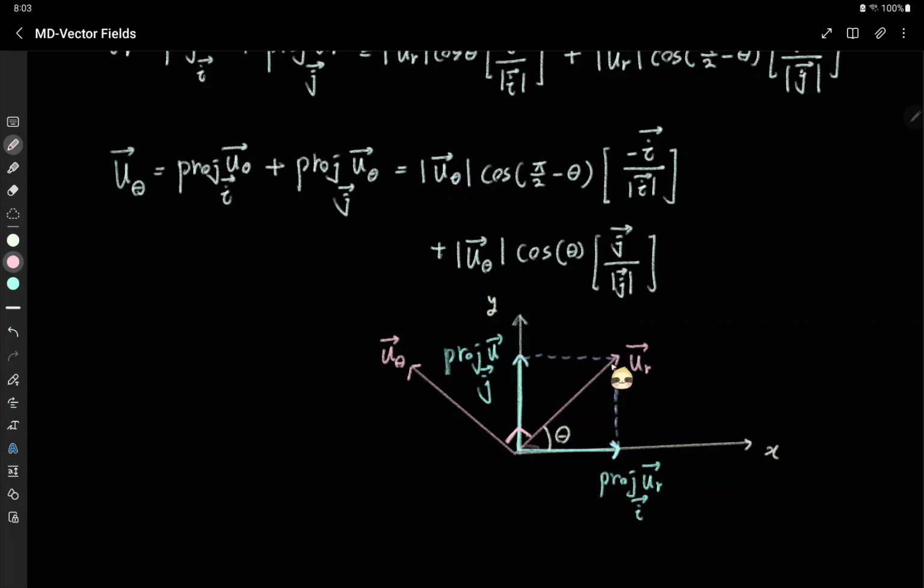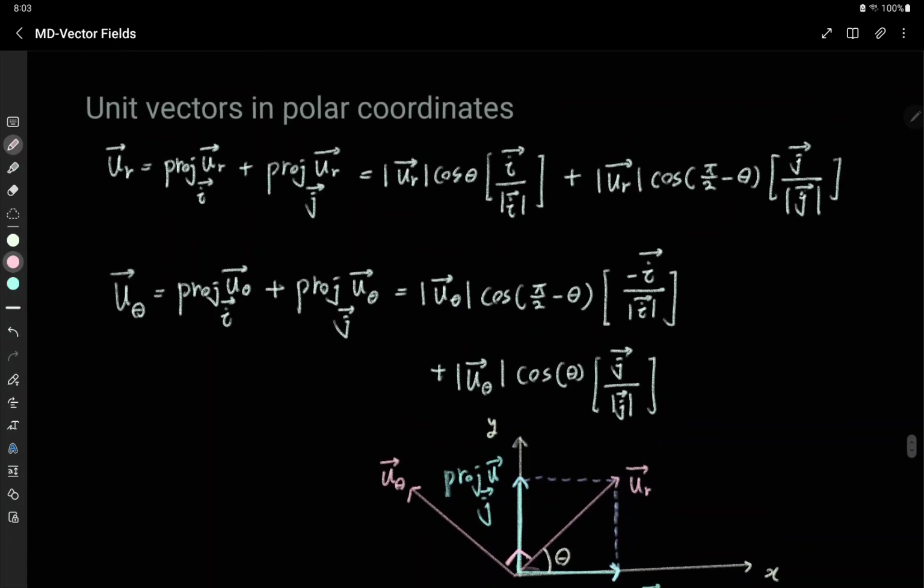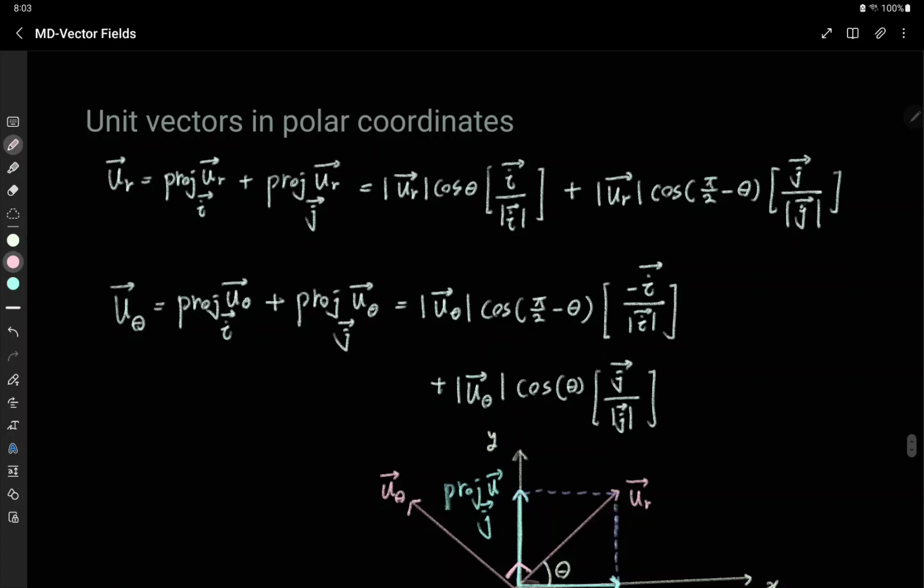This one means the projection of u_r onto the vector j. By the definition of projection, we can say this is the magnitude of u_r times cosine theta, times the unit vector. Similarly, we get this. And for the unit vector corresponding to theta in polar coordinates, similarly we can say it like this. Okay, that's for today.